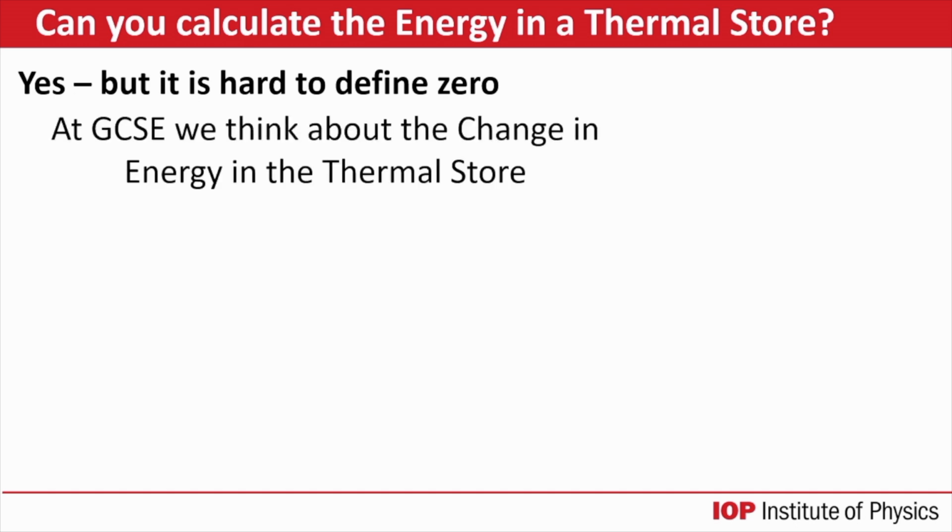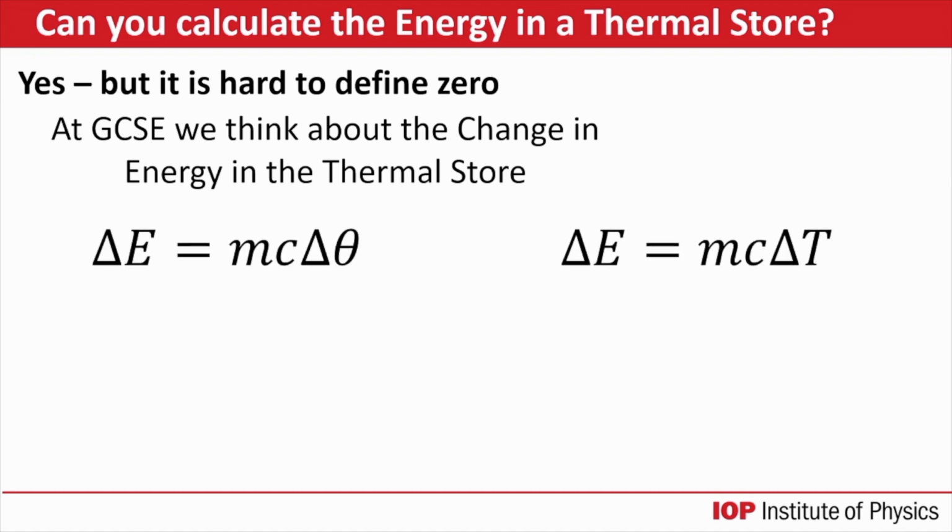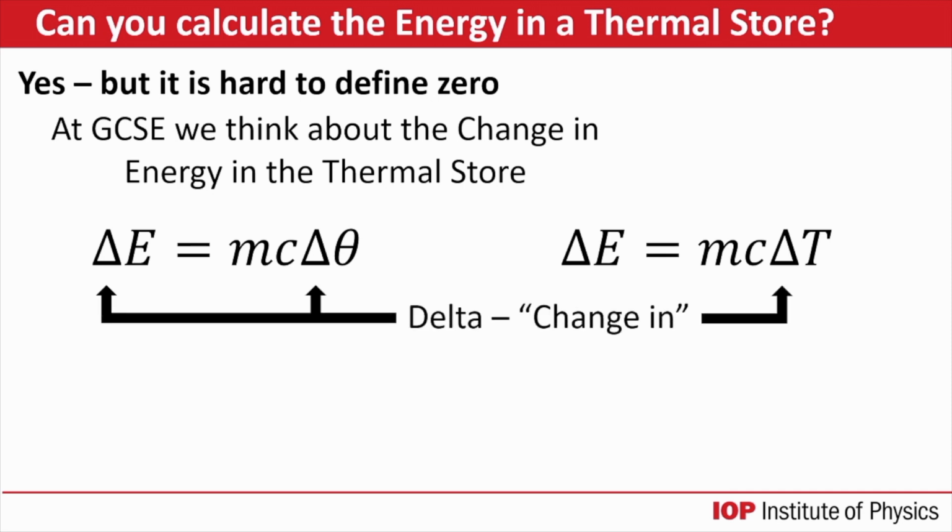At GCSE, we think about the change in the amount of energy in the thermal store and use the formulas to calculate that. Here I've presented the formulas with theta and capital T for temperature, depending on which specification you're using. Notice the triangle, the delta, means change in, both for energy and for the temperature.